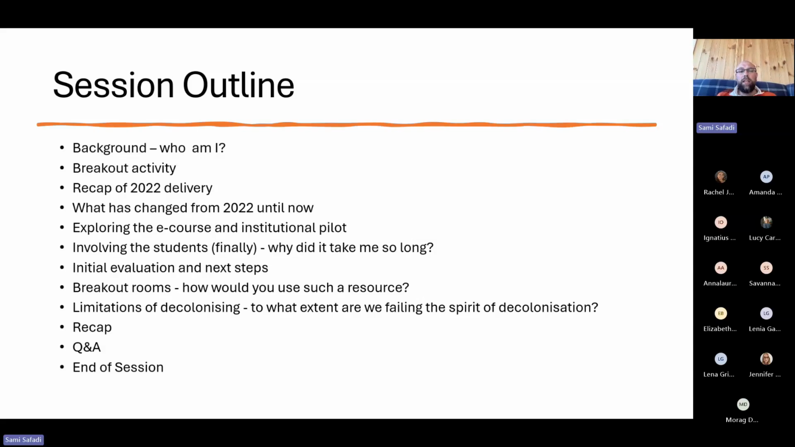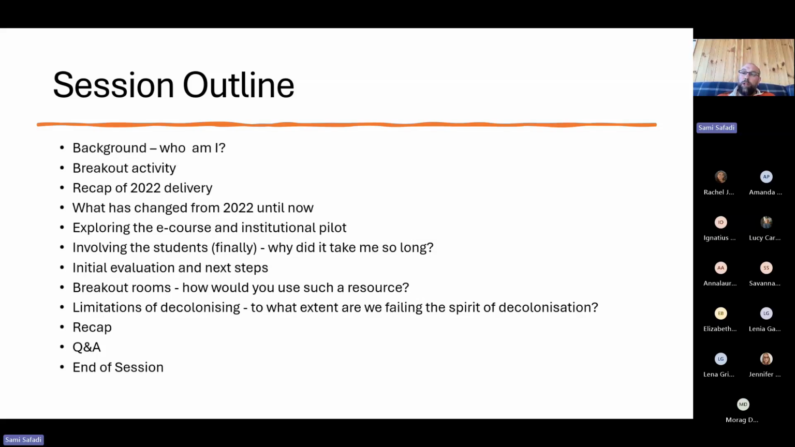In terms of the session today, I'm going to go through a bit of background about who I am and how I break that identity down a little bit and how that ties into decolonising work. We'll step into the initial breakout activity, and then I'll recap for you the 2022 delivery of the BCU session and a bit of what I covered, so you understand the context and the journey. And then look at what's changed between then and now, 2 years on. I'll then go into the e-course and the institutional pilot that I'm leading at the University of Salford this year, and some of the work we've done with students as well.